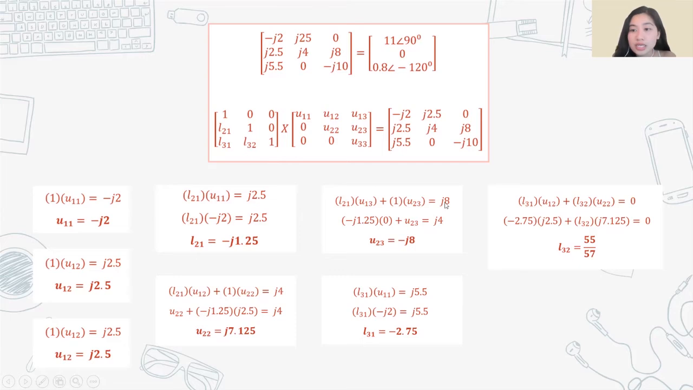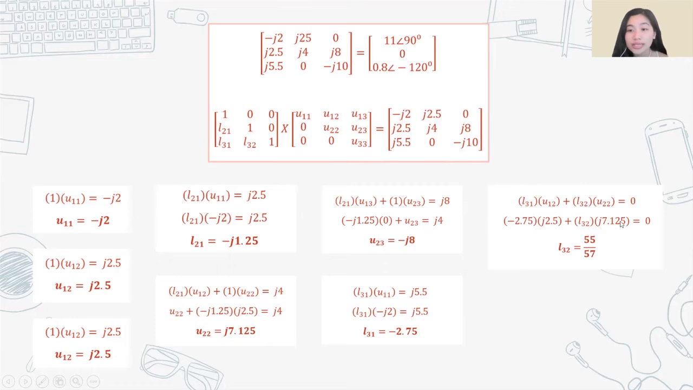So as you can see here, it is now equivalent to 0 since solve natin L32. Kasi makikita mo na second siya, so equivalent siya sa 0. So as you can see, we are going to substitute the values na L31 natin will be equivalent to negative 2.75. U12 natin is j2.5.